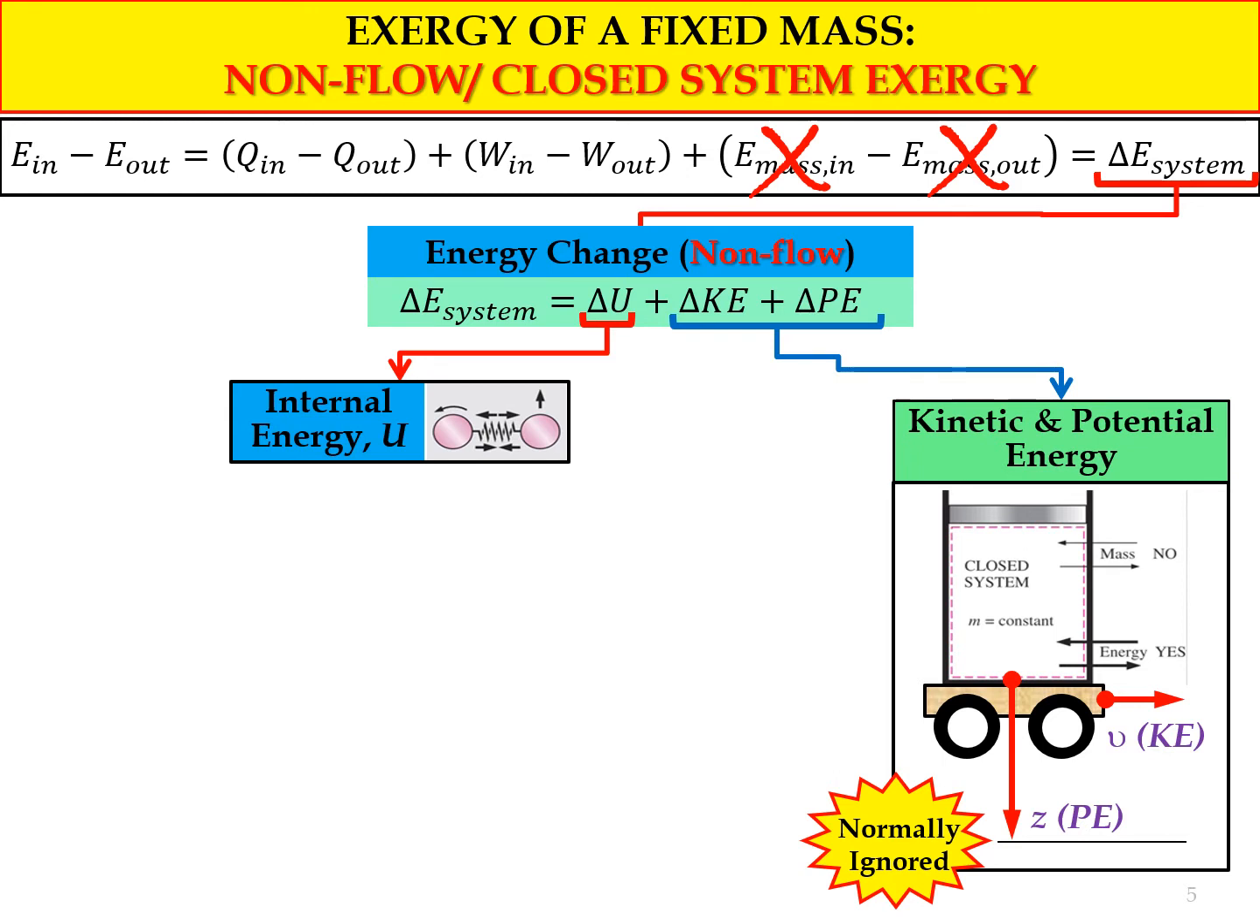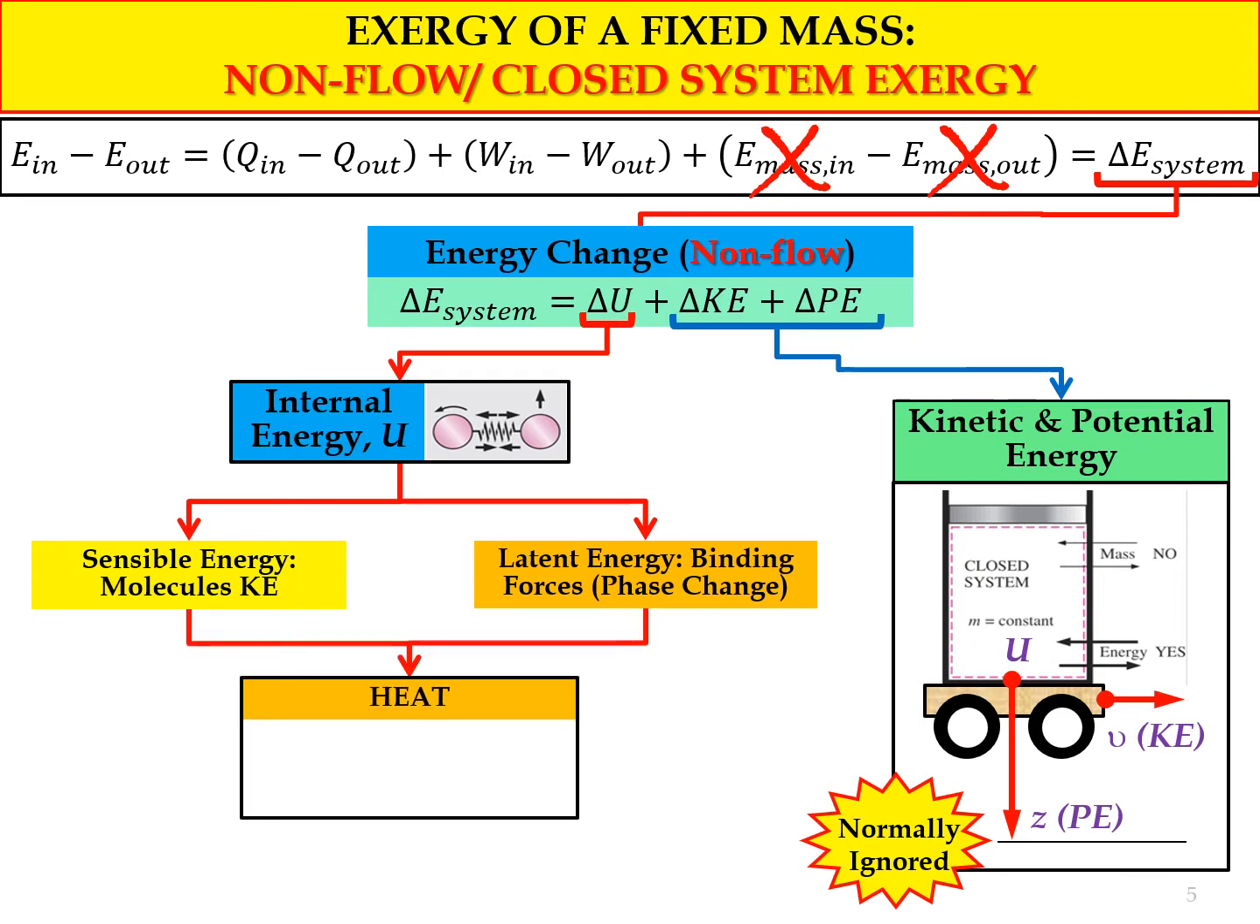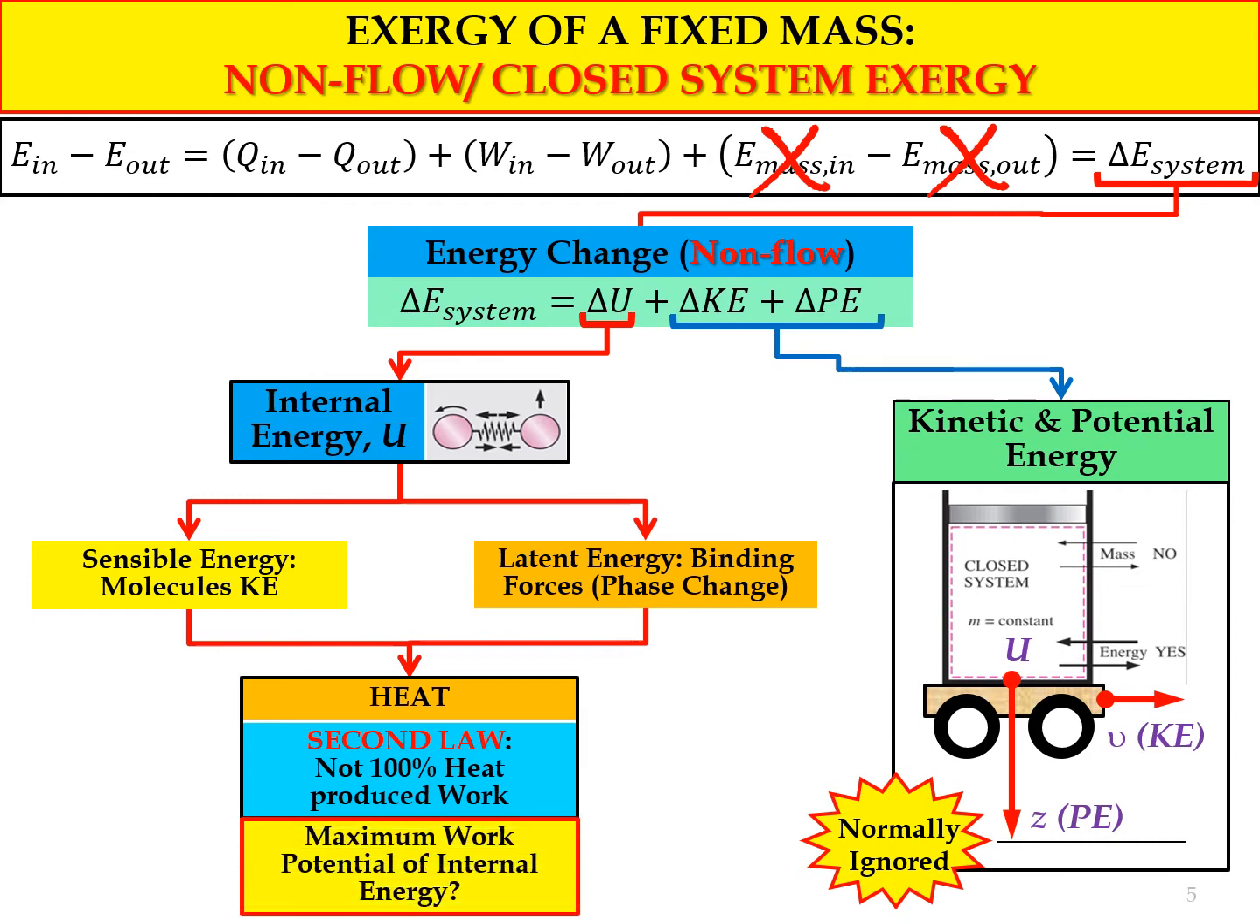So internal energy comes from the molecular interaction. The symbol we use is U, and it comes from sensible energy, which is the molecules' kinetic energy from the vibration and the motion of the molecules inside the system. And another one is the latent energy, which is the binding force of the molecules. So both of these can be changed by heat. However, in the second law of thermodynamics, not 100% of heat will produce work. So from this case, we don't know what is the maximum work potential of the internal energy since we also have losses.